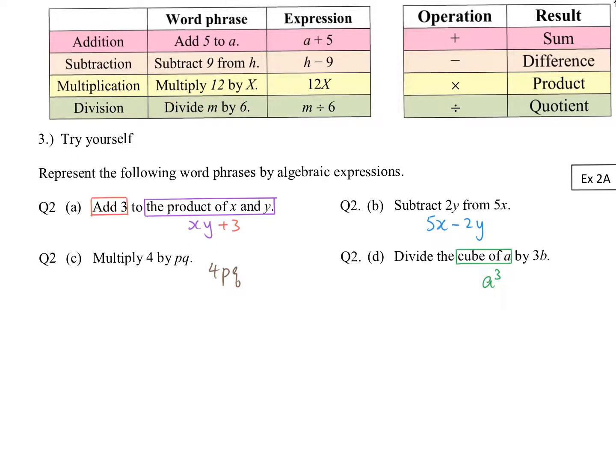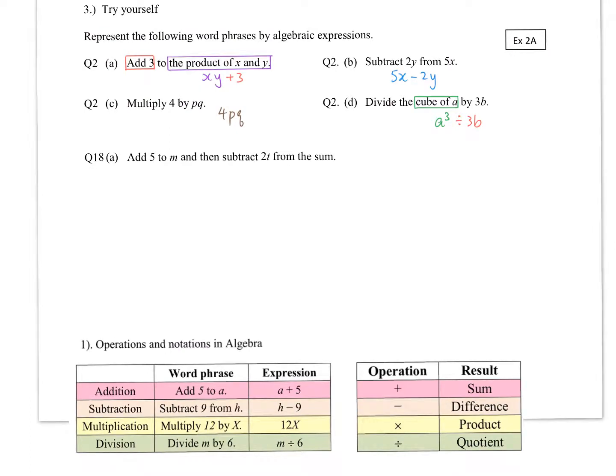Then we look at here division. Divide m by 6, that is m divided by 6. So if we divide, something must come first, and then by 6 come after. By 3b, that means 3b come after, and this is the answer. Okay, now we are going to something more challenging. Add 5 to m, and then subtract 2t from the sum. I think it's very easy to say add 5 to m, that is m plus 5.